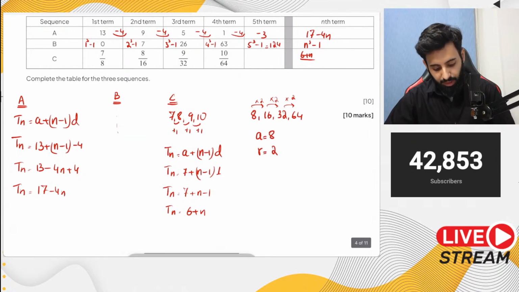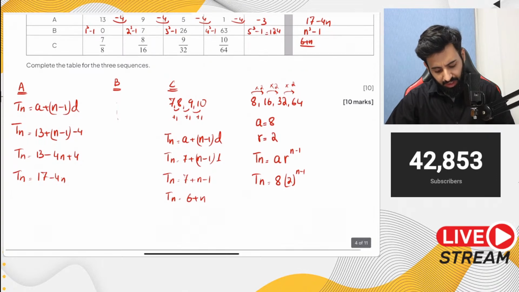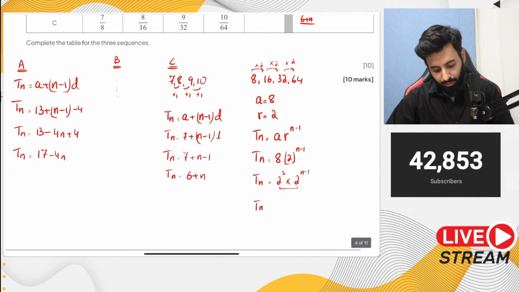Now how do you find out the general term? The general term is found by doing a times r raised to the power n minus 1. So that means the general term is going to be equal to 8 into 2 to the power n minus 1. Now I wouldn't suggest that you leave it like that. 8 can be written as 2 cubed. So 2 cubed into 2 to the power n minus 1. Now same bases are being multiplied, that means you can add the powers. So you have 2 to the power 3 plus n minus 1, which becomes 2 to the power n plus 2.